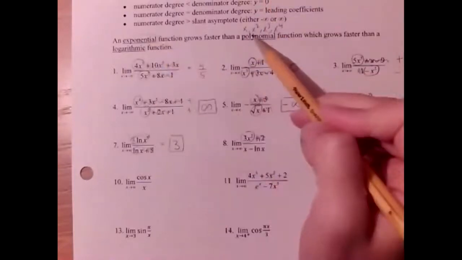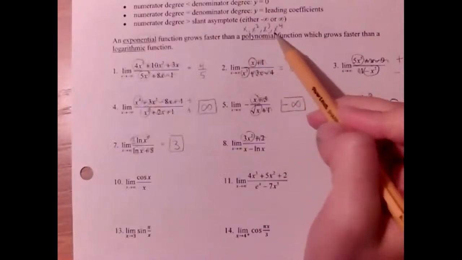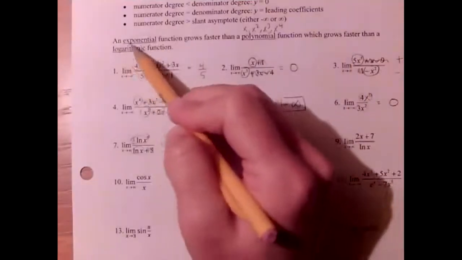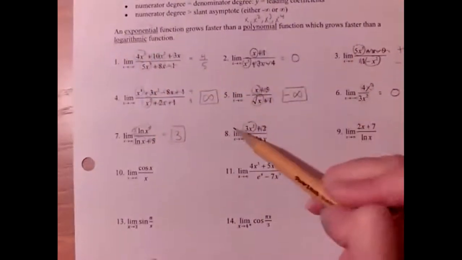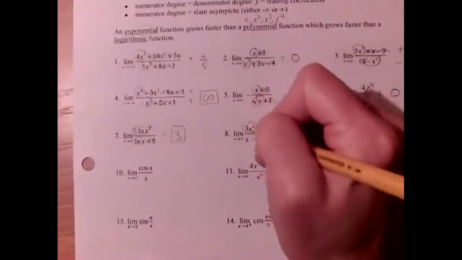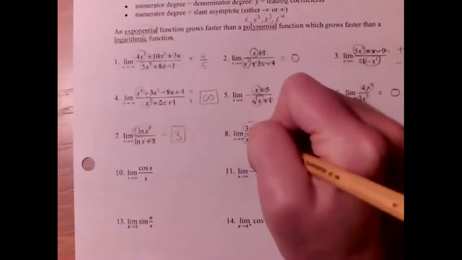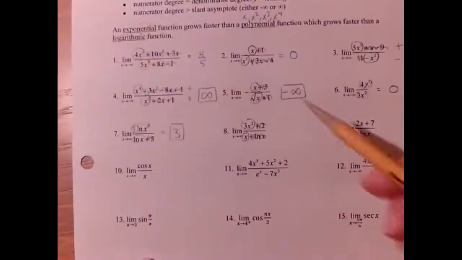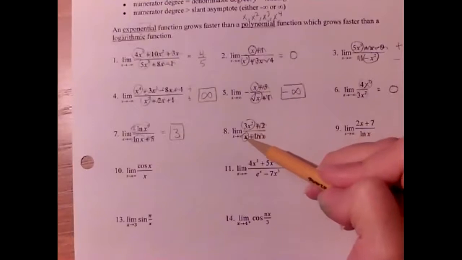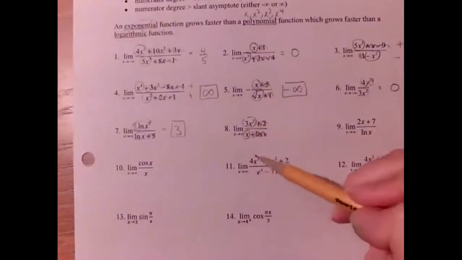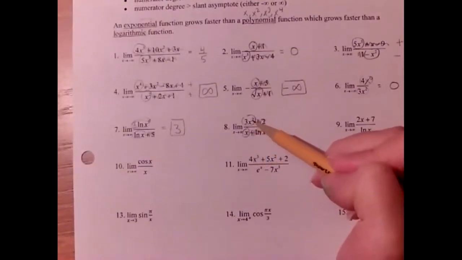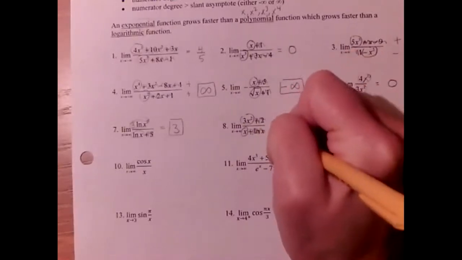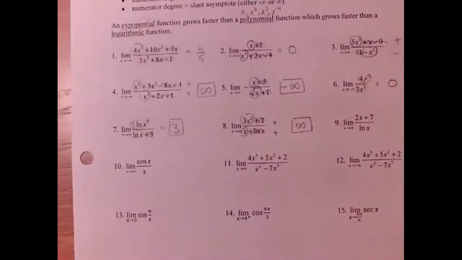So an exponential is more powerful than a polynomial, which grows faster than a logarithmic, which would be like ln of x. So down here, the polynomial x is more powerful than the logarithmic function. So that's the order of who's in charge. All right, so the numerator is bigger than the denominator. That means a slant asymptote. If we think about plugging in a really big positive number, the numerator will be positive, the denominator will be positive, and so this will be positive infinity.